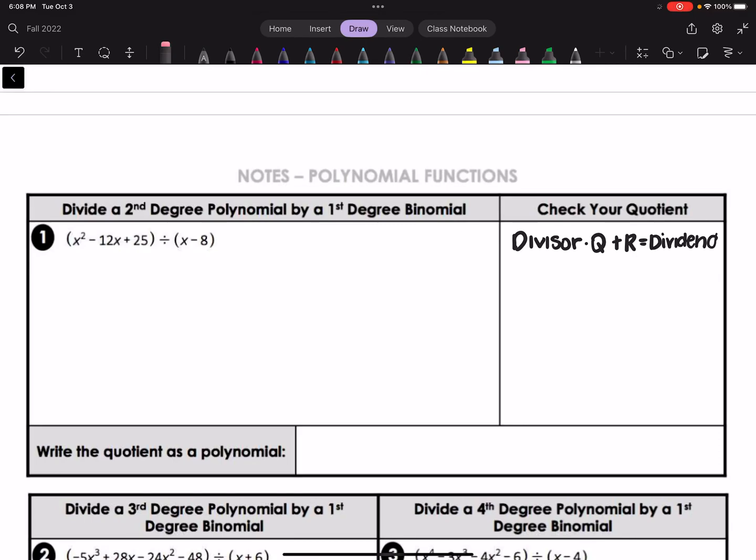So our first example is when we divide a second degree polynomial by a first degree binomial. Again, degree is the highest power of x, so this is saying that our dividend has an x squared leading term, and our divisor is just a linear binomial, something like x minus 8 in this example. So I'm going to set up my long division first. I'm going to write my divisor out to the left, and then I'm going to write my dividend as x squared minus 12x plus 25.